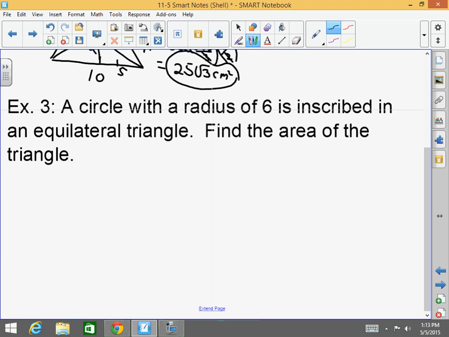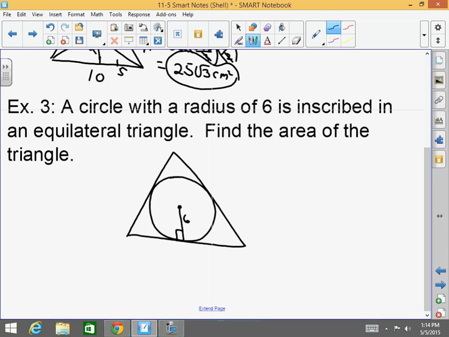Example 3, a circle with a radius of 6 is inscribed in an equilateral triangle. Find the area of the triangle. Okay, the circle is inscribed inside an equilateral triangle. So I have an equilateral triangle, and the circle here is inscribed inside of it. Has a radius of 6. So my radius of 6 in this case, wouldn't that be the apothem? So that's my radius of 6.